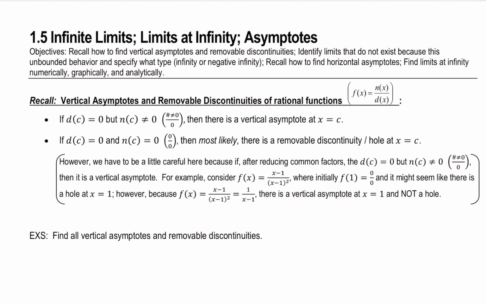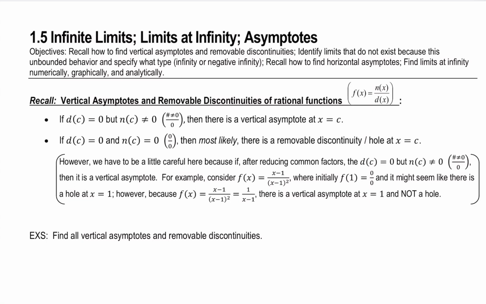The last section of chapter 1 that we're going to cover, 1.5, is on infinite limits and limits at infinity. But we're going to start this lesson by just reviewing some things that we already know about vertical asymptotes and removable discontinuities. So that's where we're going to start, and then we'll get into some of the infinite limits as well.